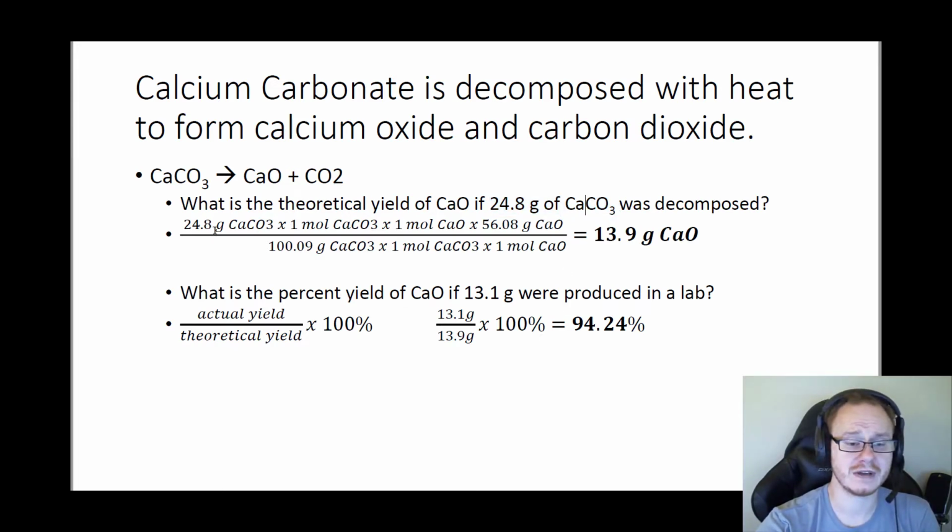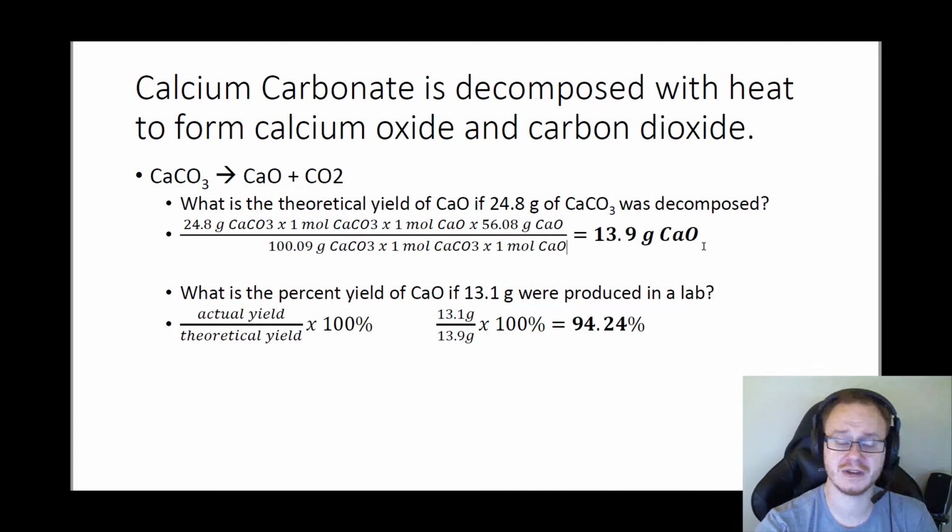You'll take your grams of calcium carbonate, you'll cancel grams of calcium carbonate and convert to moles of calcium carbonate. You'll cancel moles of calcium carbonate, convert to moles of calcium oxide, and finally moles of calcium oxide converted to grams of calcium oxide. When you solve for this problem, you end up with 13.9 grams of calcium oxide. This is what you should get, the theoretical yield.